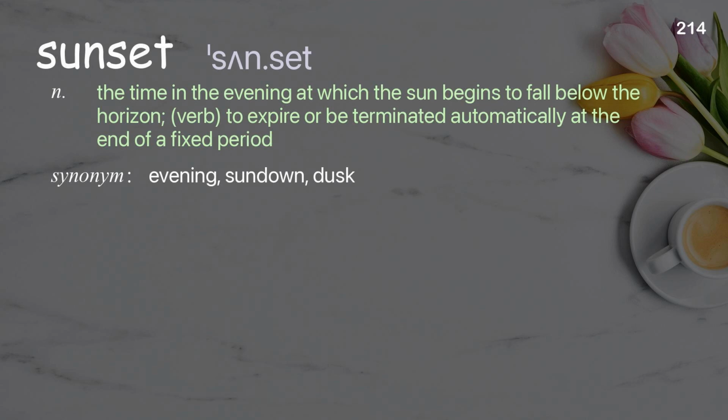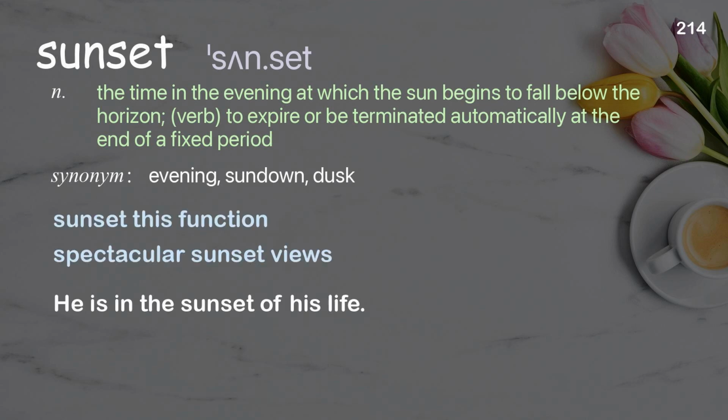Sunset. The time in the evening at which the sun begins to fall below the horizon. Verb, to expire or be terminated automatically at the end of a fixed period. Examples: Sunset dysfunction. Spectacular sunset views. He is in the sunset of his life.